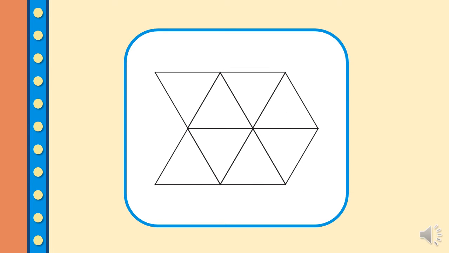How about this shape? I see several triangles. Looks like 8 of them, and they are all fit together. Are there any gaps between them? No gaps. So triangles can also form tessellations.